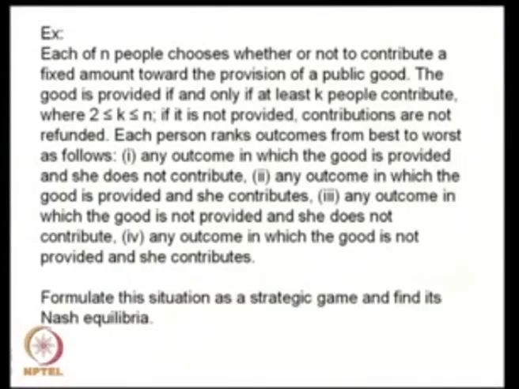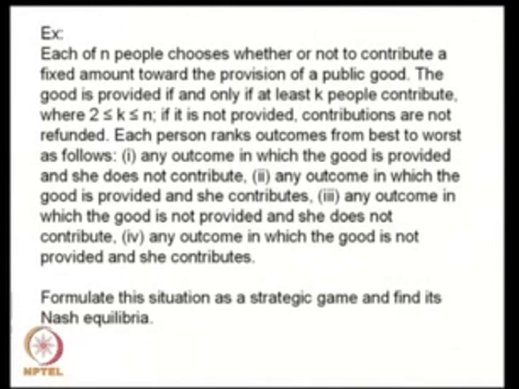Now, if that is the case, then will people contribute? Under which conditions will people contribute? Or can there be a situation where nobody contributes? So, this is called the provision of public good and the problems related to that. So, the question is the following. Let me read out the question. Each of n people chooses whether or not to contribute a fixed amount toward the provision of a public good. The good is provided if and only if at least k people contribute, where k is less than or equal to n and k is greater than or equal to 2. If it is not provided, contributions are not refunded.